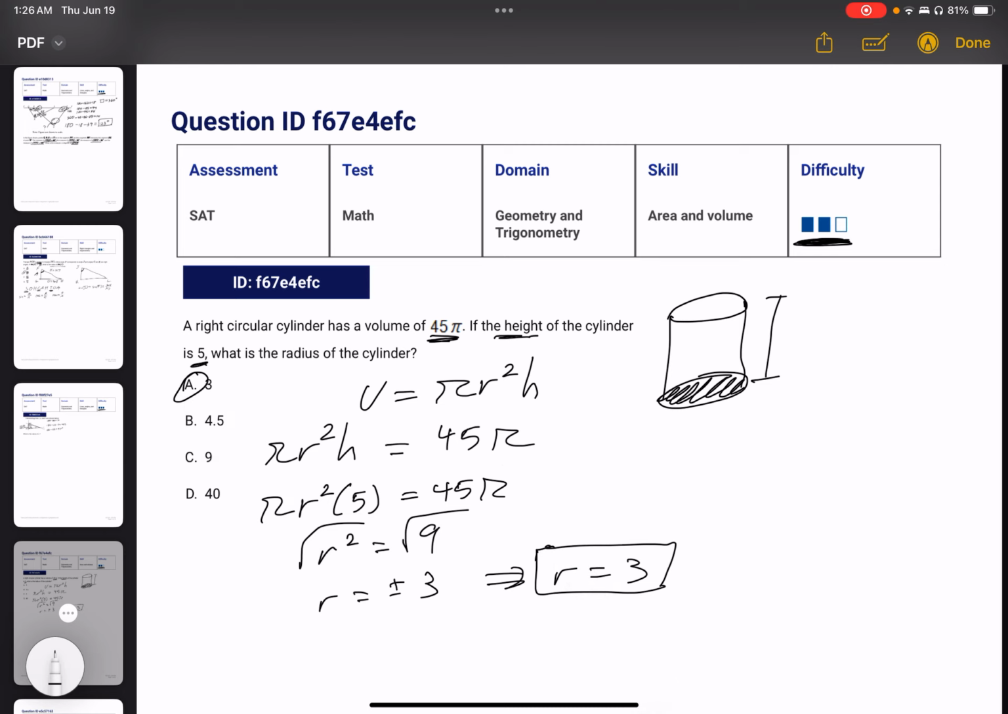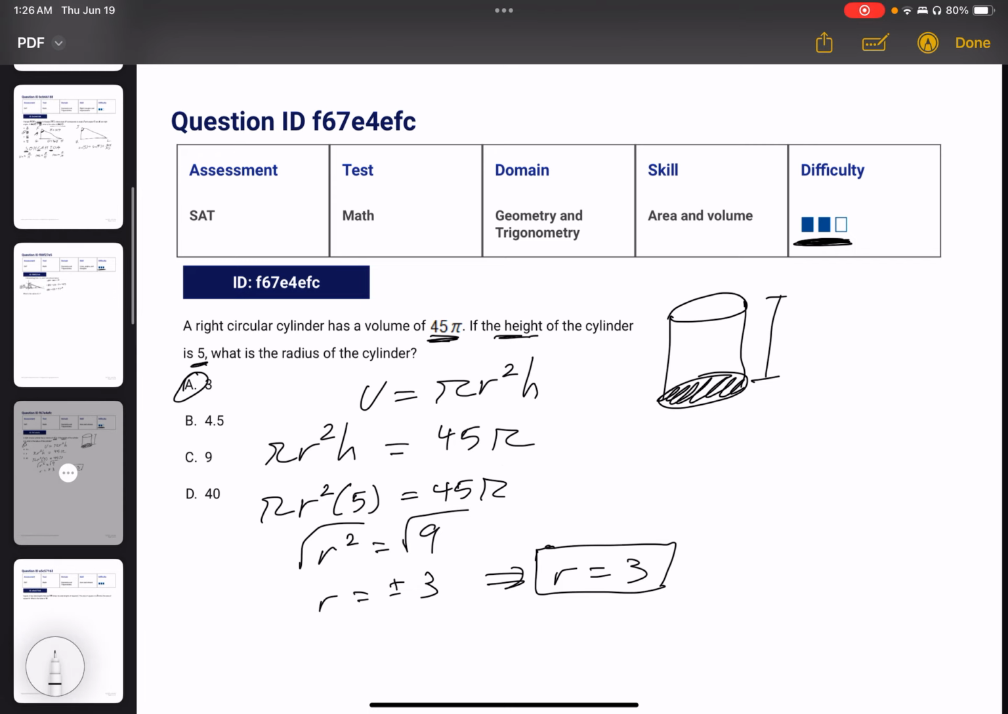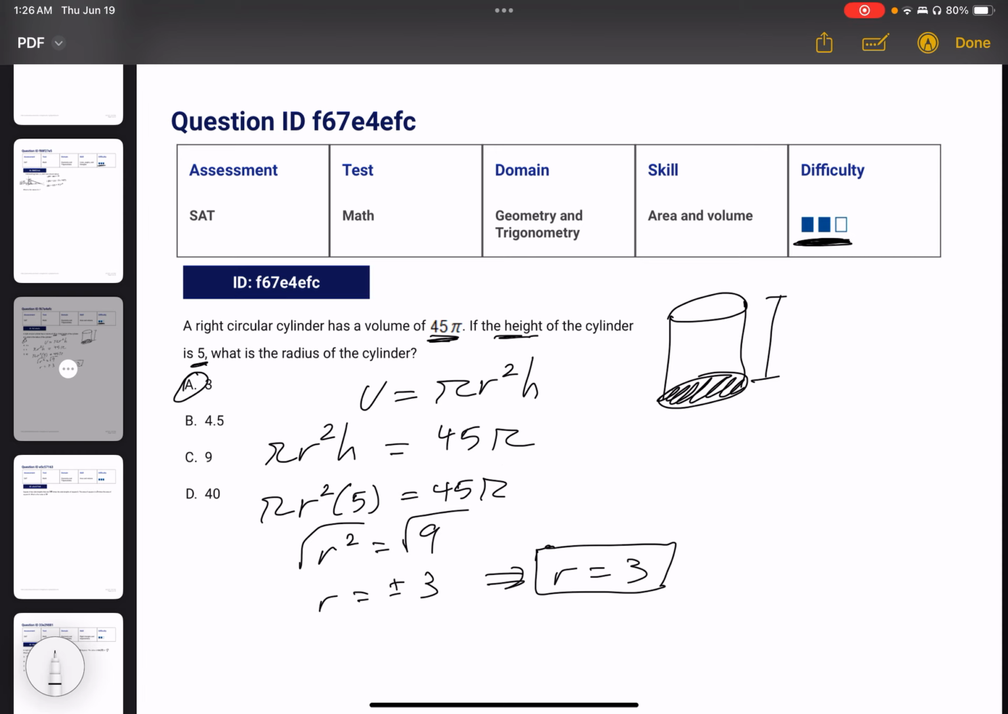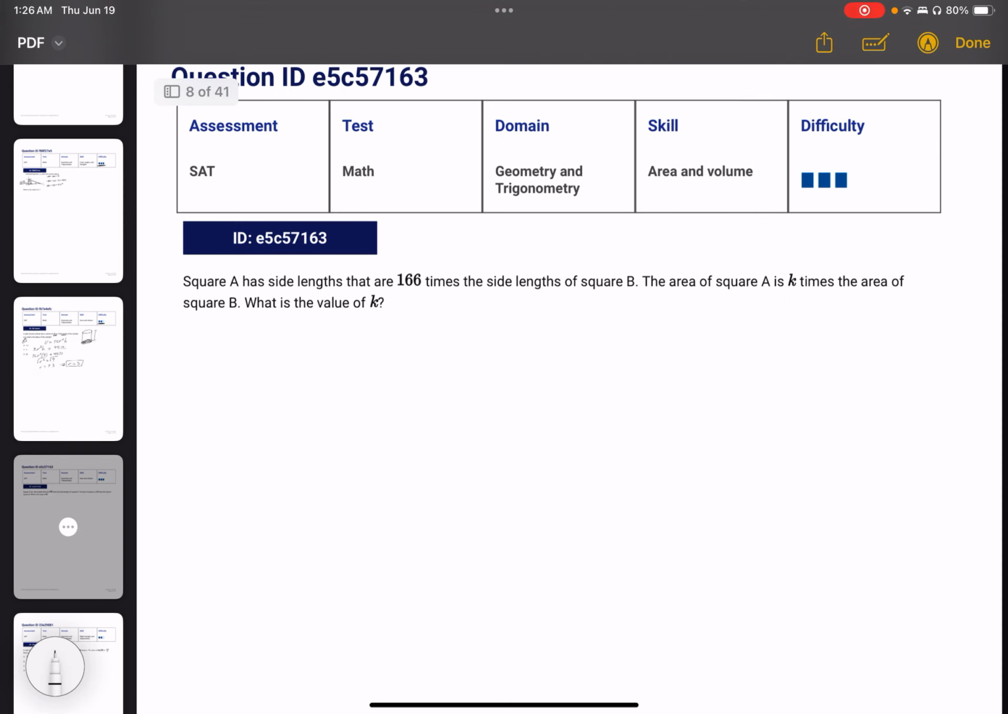Sometimes math forces you to look at the logical answer if you're given 2. So that's a medium question, medium difficulty. Looking at this one, a question of hard difficulty.